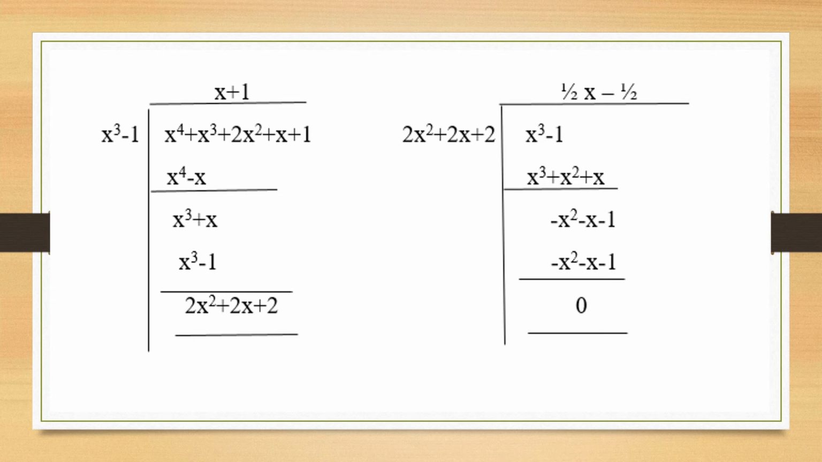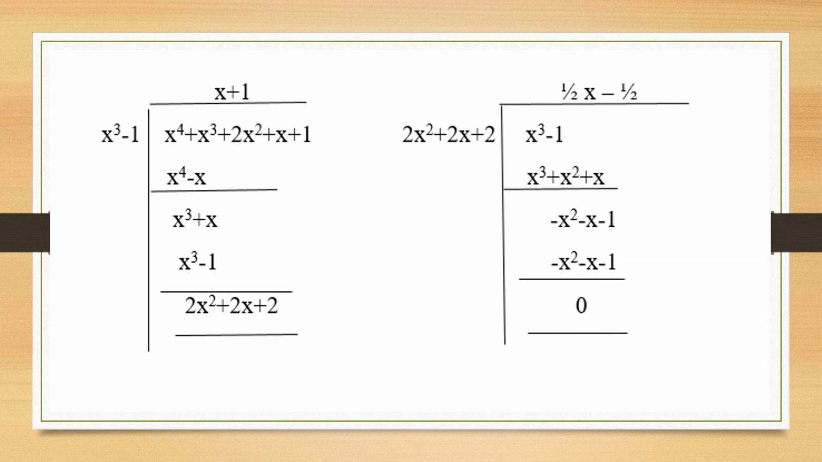So what are the terms I'm having? I'm having x, I'm having plus 1. Still these two terms are left over. Still again I'm having x plus 1. So what are the total things I'm having? Three terms I'm having, and here again two terms.